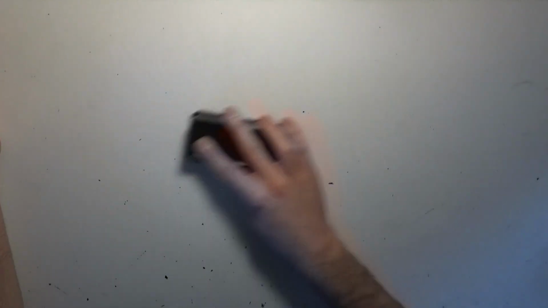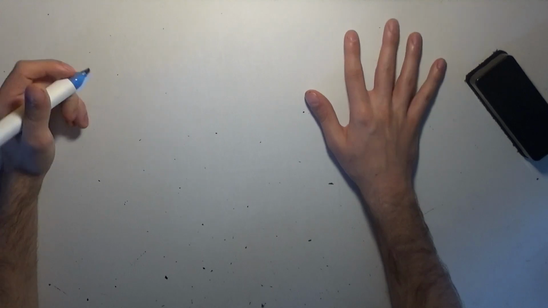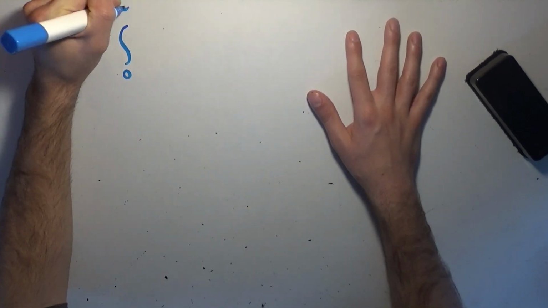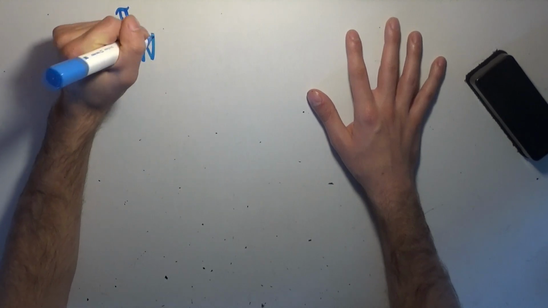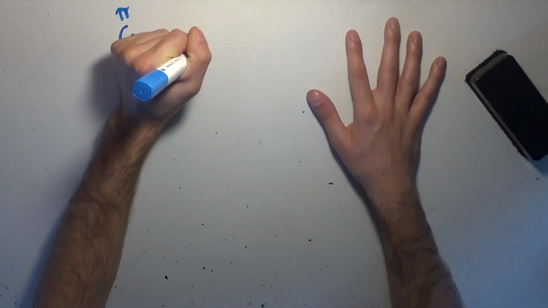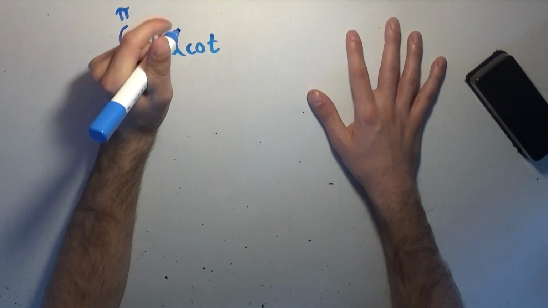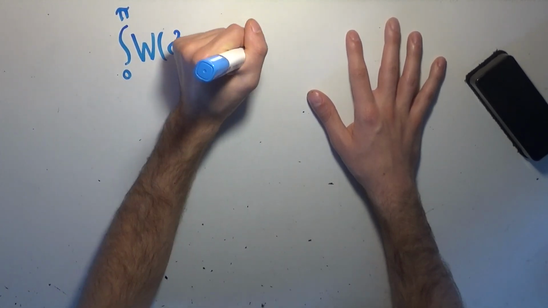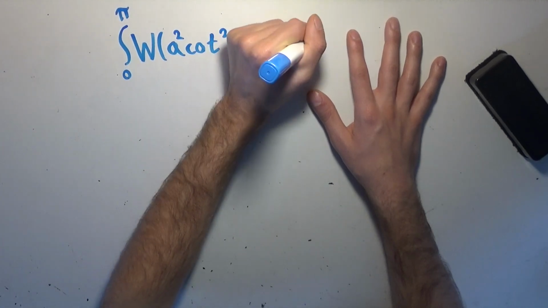So the integral that we're going to be doing today is sort of a general case. This is not part of the generalization war, this is just me solving the integral. On Wikipedia, it almost looks like this. It's the integral from 0 to pi of W of a squared times the cotangent squared of x times the secant squared of x dx.